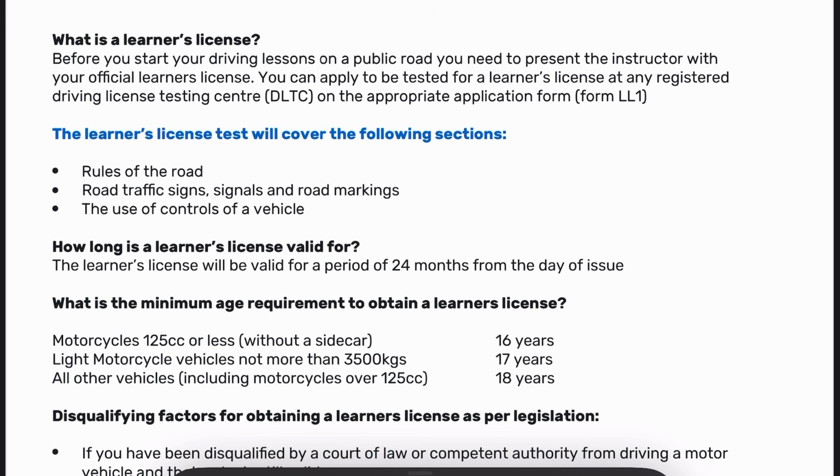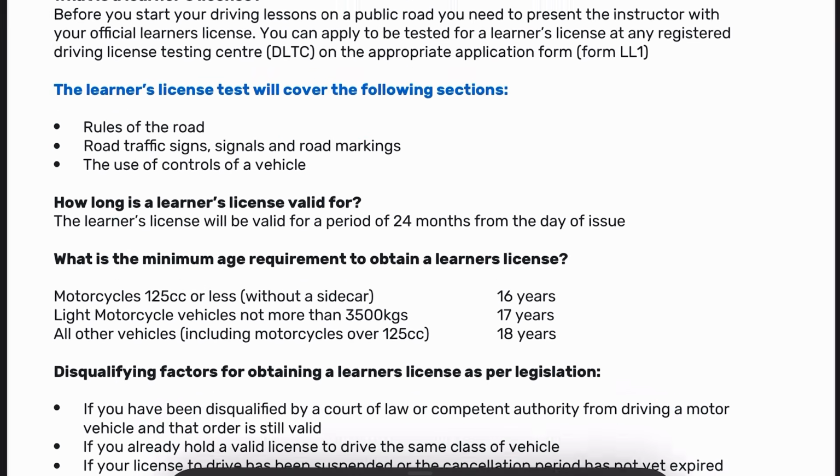Okay, so it's very important to understand the structure of your test. Your test will cover the following: rules of the road, traffic signs, signals and markings, and the use of controls of a vehicle. Those are the three things that will be covered on your learner's license test. Okay, so this is important.